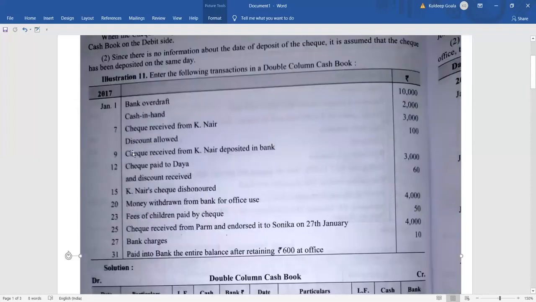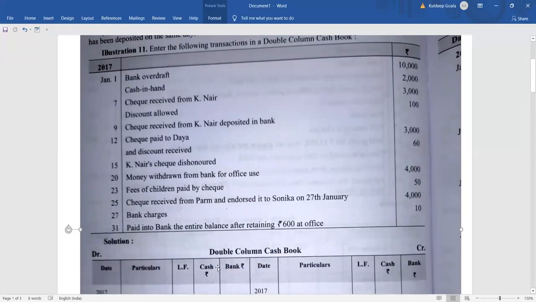Now coming to the next one, that is January 7, check received from K Nair, how much? 3,000 and discount allowed 100. We are not preparing discount column, isn't it? We are not having the discount column, we are having only the cash and bank column. So since we don't have the discount column, so you ignore it and just see what it is there.